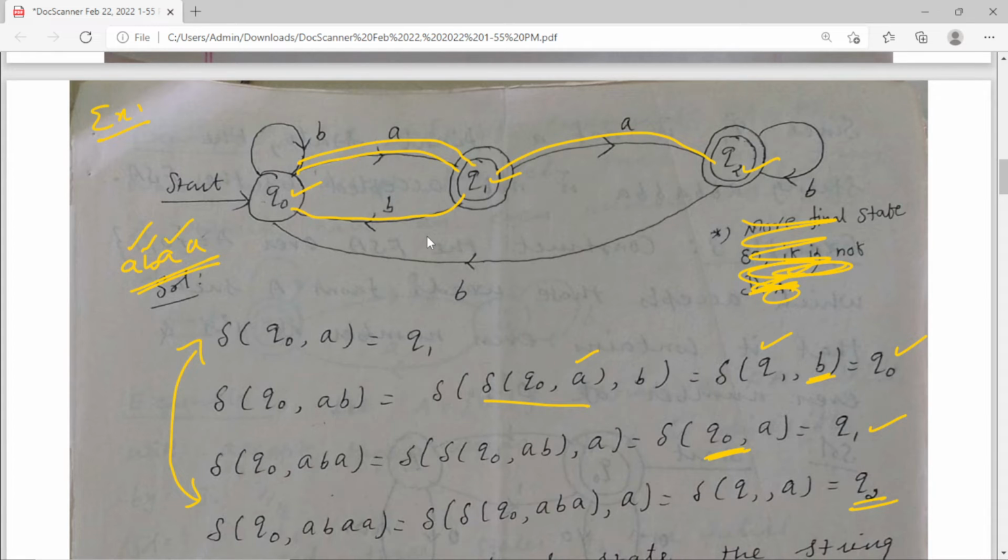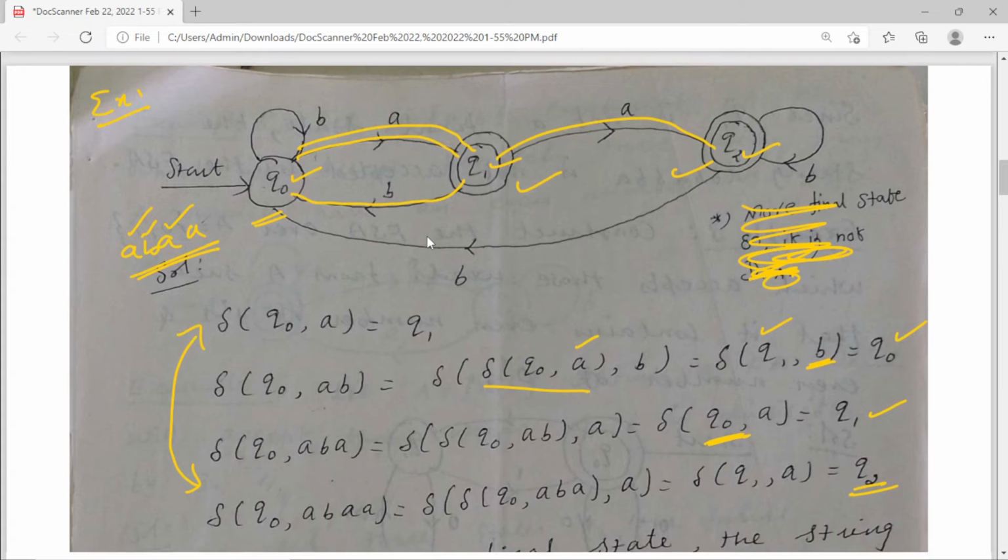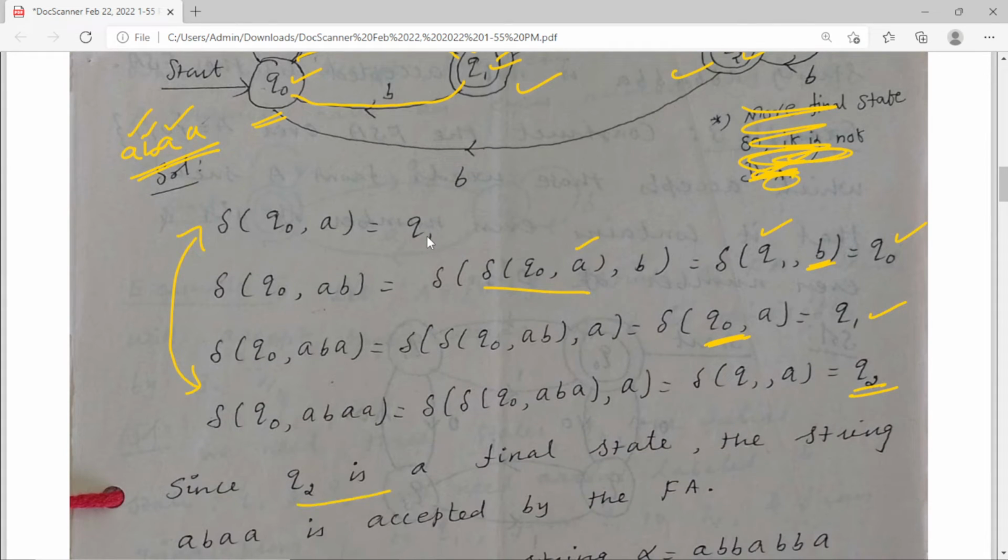So Q2 is the final state. Here we have only one initial state Q0, but we have two final states Q1 and Q2. Now we are at Q2, which means the string is accepted by the finite automata. This Q2 is a final state, so the string is accepted by the finite automata.